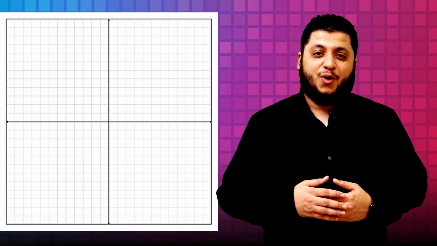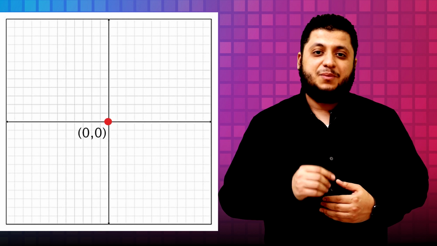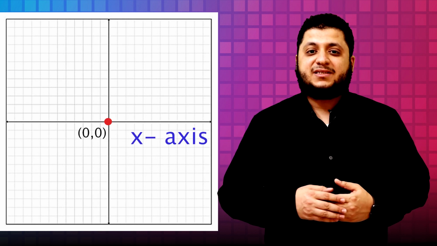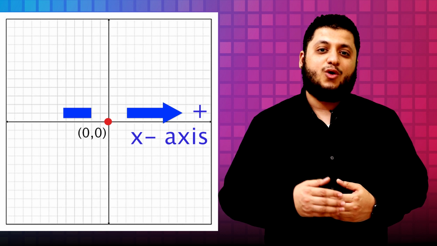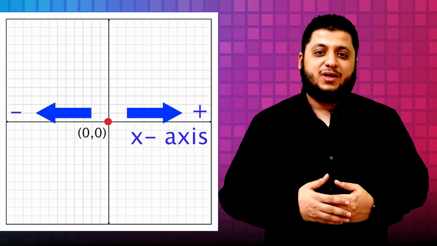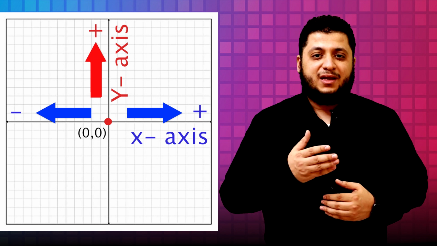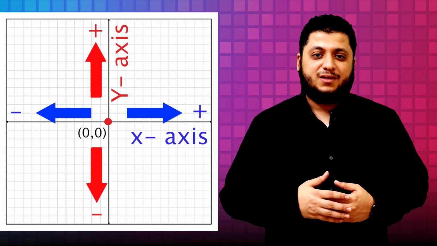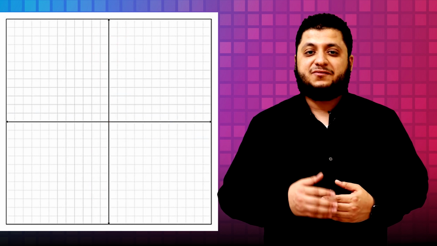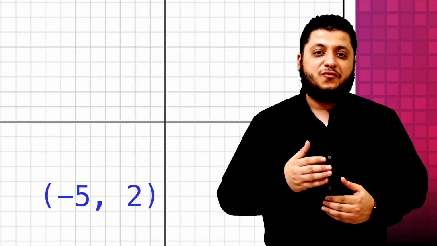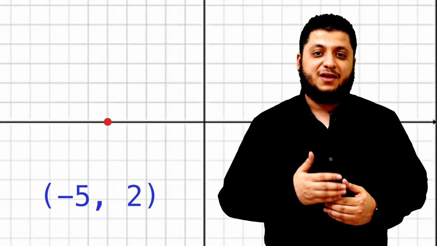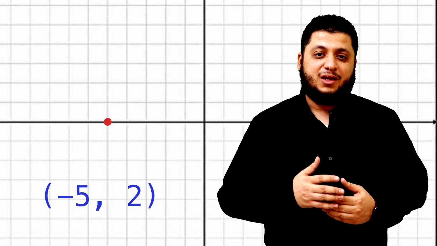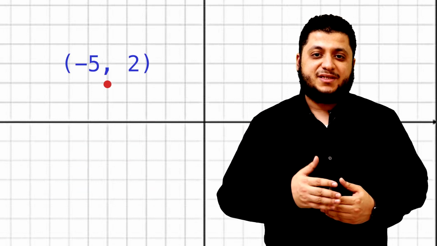To represent any point, starting from the origin point 0 and 0, if x is positive, you will go right in x. If x is negative, you will go left in x. Then the y component. If it's positive, you will go up in y. If it's negative, you will go down in y. For example, the point negative 5 and 2. You will go 5 units in x, but to the left because you have negative 5. Then you will go up in y 2 units. So this is the point.